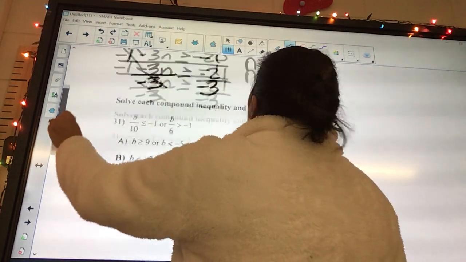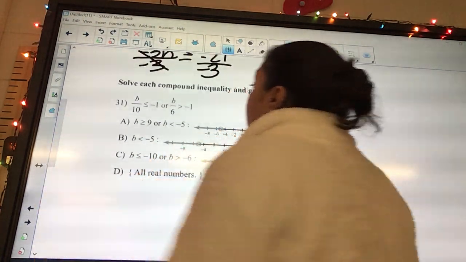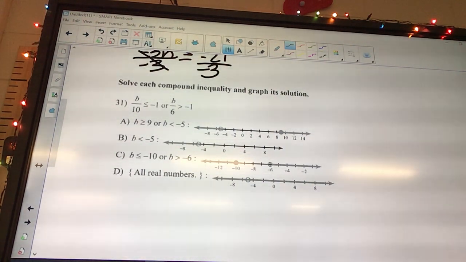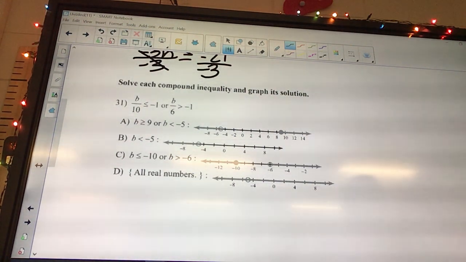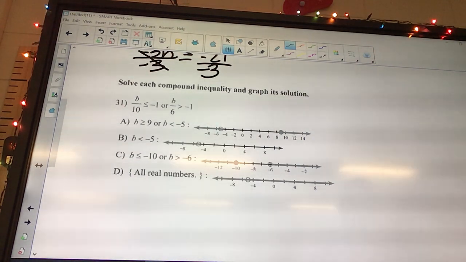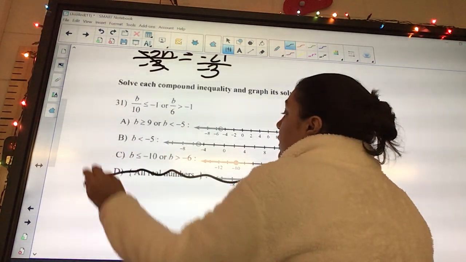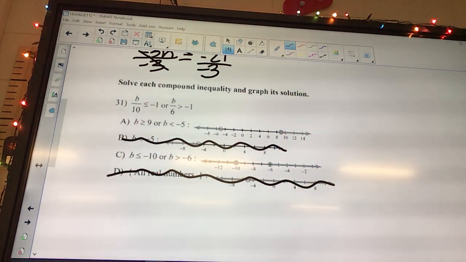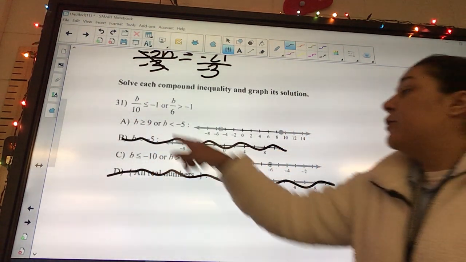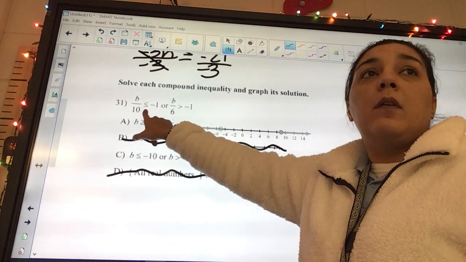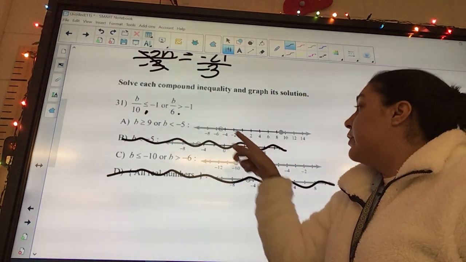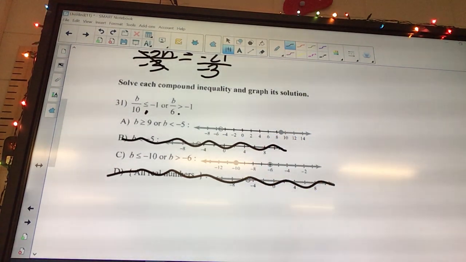Okay, look at 31. Is this an and or an or? Or. So is there anything we can eliminate? Yeah, D, definitely. What else? A and B. Okay, and then I would also look, what is this one? Those are closed. This is closed and that's open. Do both of these have one open and one closed?